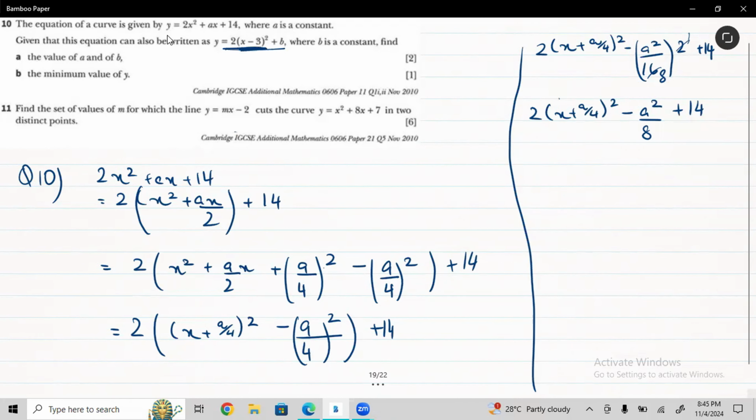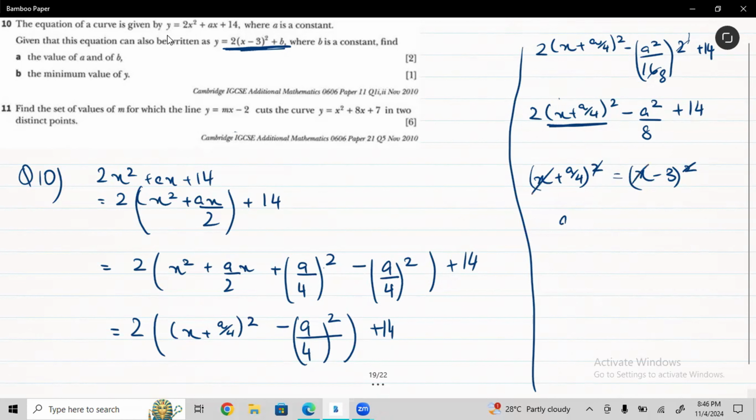So if we compare with the second equation given in the question, we say that x minus 3 whole squared is quite similar to x plus a upon 4 whole squared. So we say that x plus a upon 4 whole squared is actually equal to x minus 3 whole squared. And what do we do? We cut down the square on both sides, and in fact, we cut down the x on both sides.